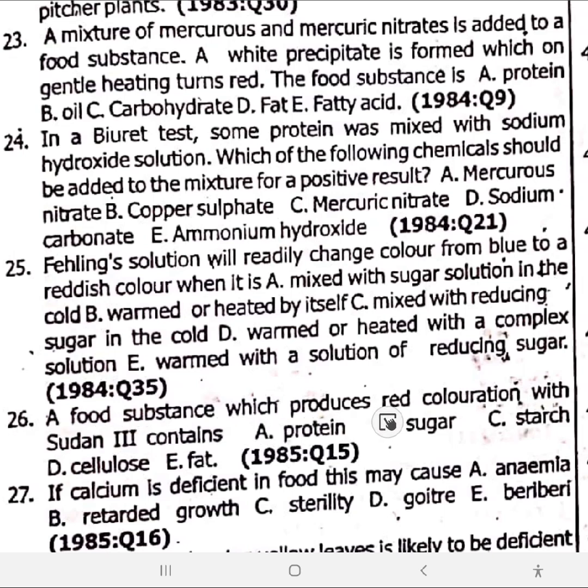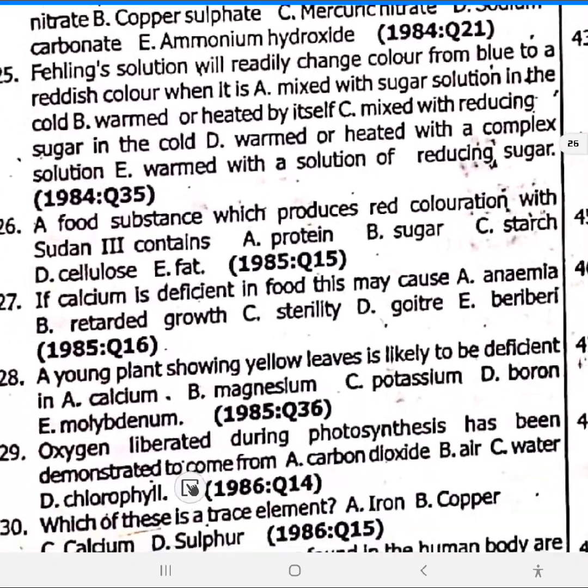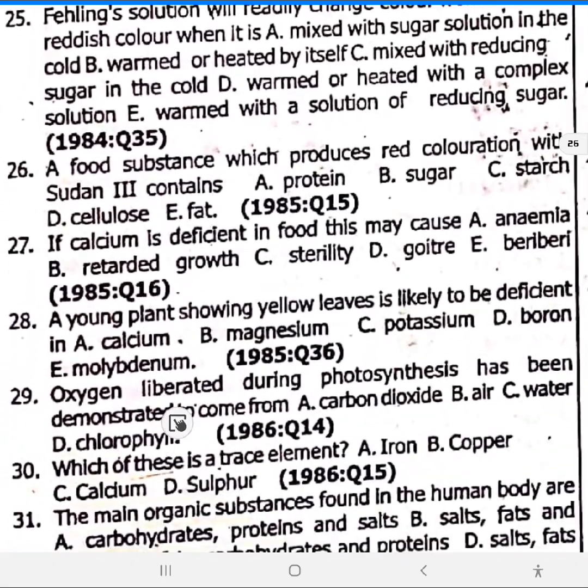26. A food substance which produces red coloration with Sudan 3 test. Sudan 3, don't forget, is for fat and oil. Some students will pick starch, no, starch is iodine. Number 26, option E, fat. Number 27, I think will become fast now.